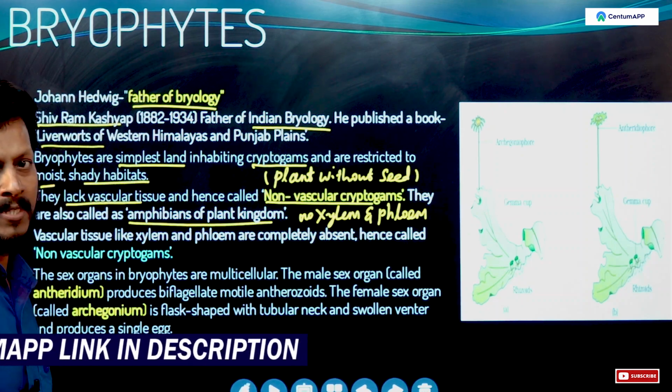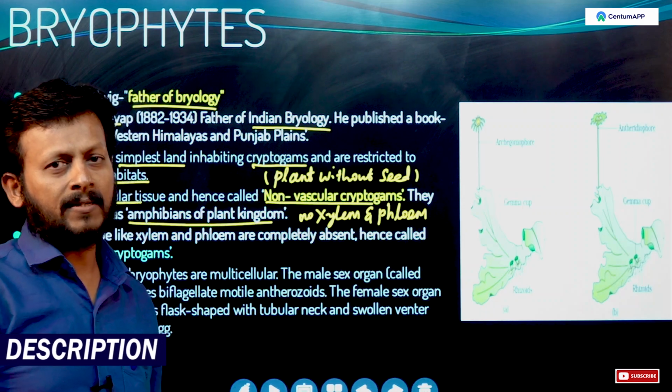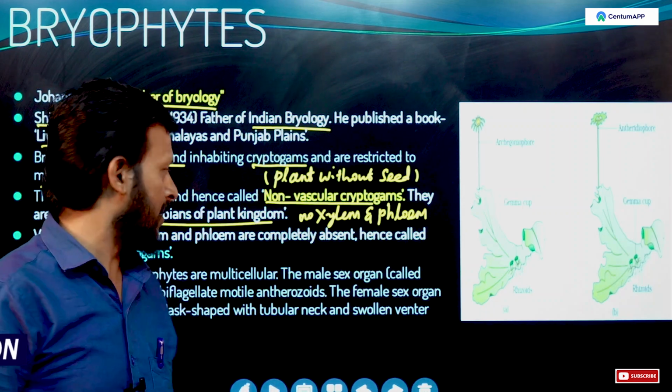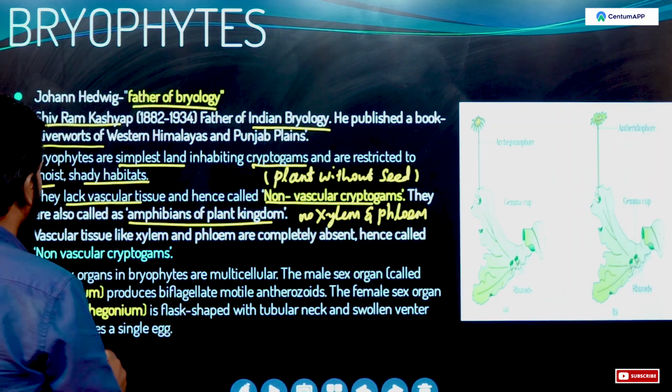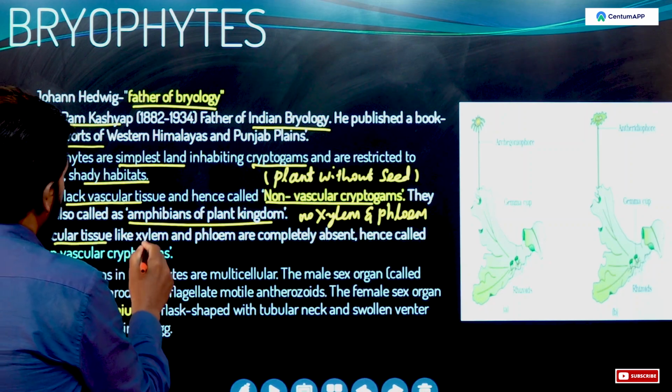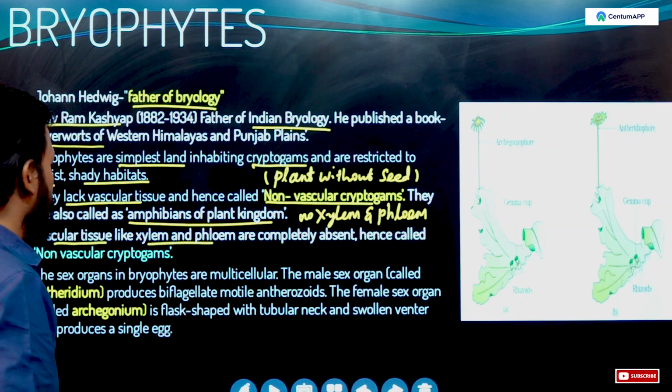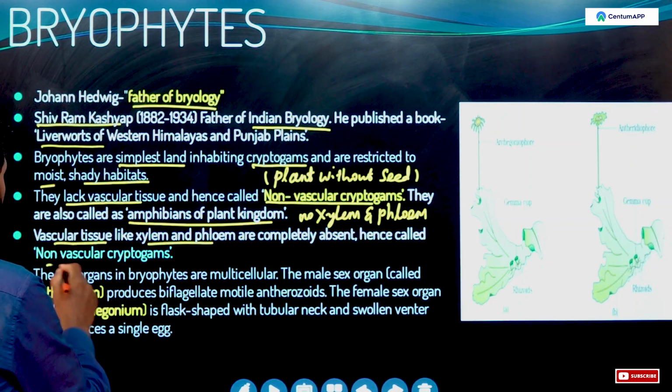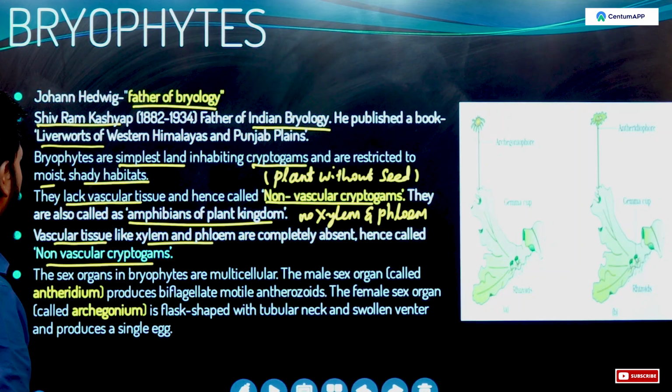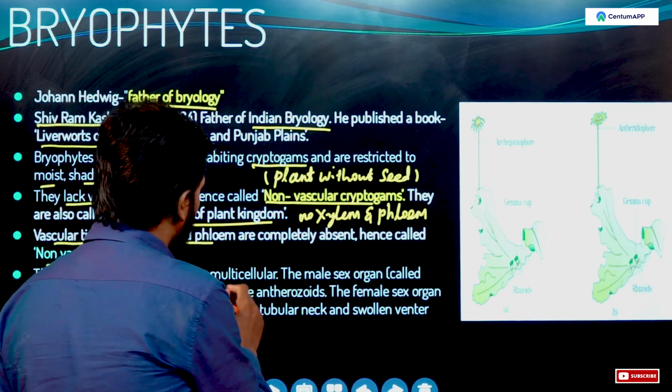These plants are present in either soil or water content. The vascular tissues like xylem and phloem are completely absent, hence we call them non-vascular cryptogams. The sex organs of Bryophytes are multicellular.